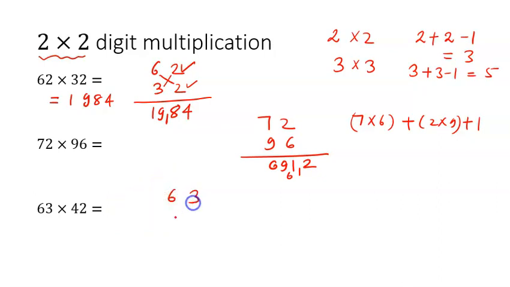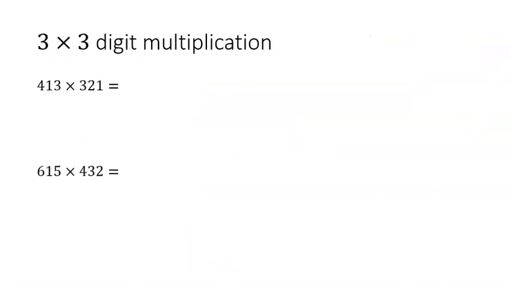So 63 and 42, if I multiply, what will I get? 3 into 2 is 6, 6 into 2 is 12, and 4 into 3 is 12, so 12 plus 12 is 24, 2 is the carryover term, and now 6 into 4 is 24, and plus 2 is 26. So the answer is 2646, and that is how you multiply a 2 digit number with another 2 digit number. You can do some more problems at your end for practice.